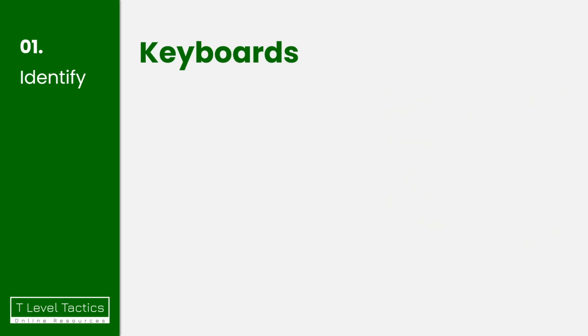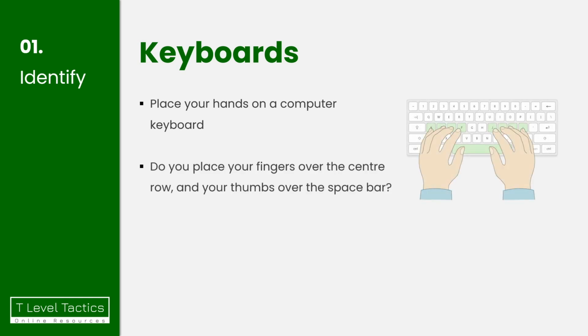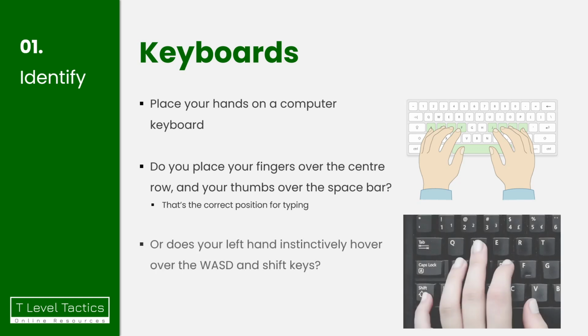Now a keyboard. Hopefully you're in front of or near a computer, so place your hands on a computer keyboard. Have a look at how you've placed them. Don't move them now that I've mentioned it, just take a look. Do you place your fingers over the center row and your thumbs over the spacebar? If you do, you've probably learnt how to type correctly, as that's the correct starting position to do any typing. But if your left hand instinctively hovers over the W, A, S, D and Shift keys, chances are you might be a gamer instead.